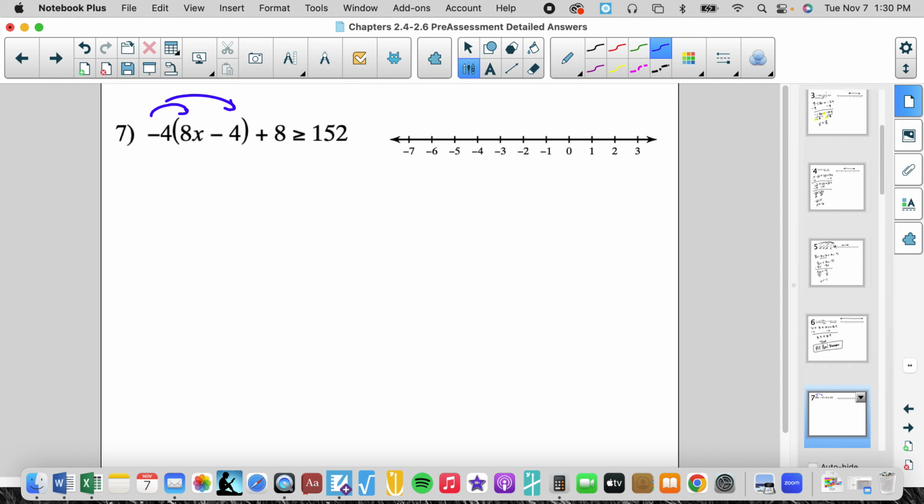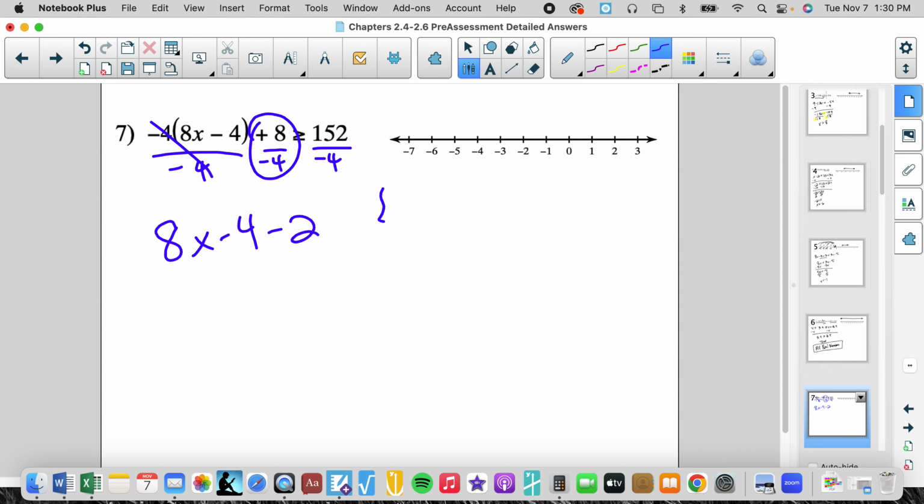So we can distribute to get rid of Chewbacca, or we can divide everything by negative 4. Now watch this trickiness. That's going to cancel. You're left with 8x minus 4. This produces negative 2. And because we multiplied and divided by a negative, we have to flip the inequality. So we have to be careful about that. That's going to be important. A lot of people will make that mistake.